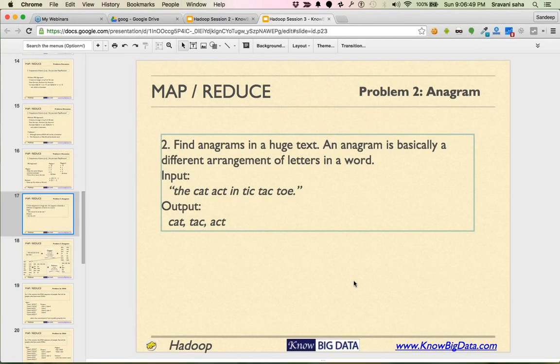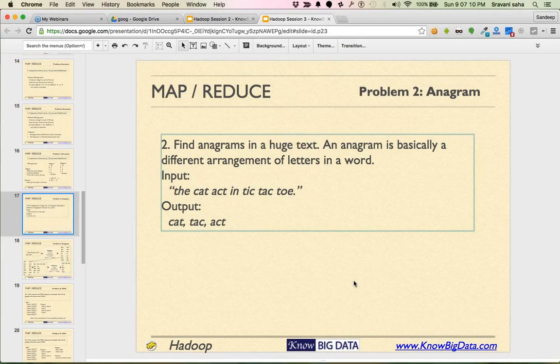All right, now can we solve this problem using MapReduce? Let's say, I'll give you a couple of hints. So what exactly is an anagram? An anagram is a rearrangement of letters. There are various arrangements of the letters.